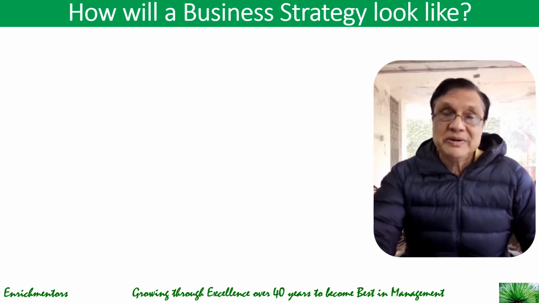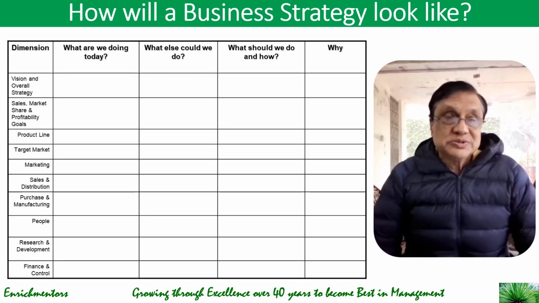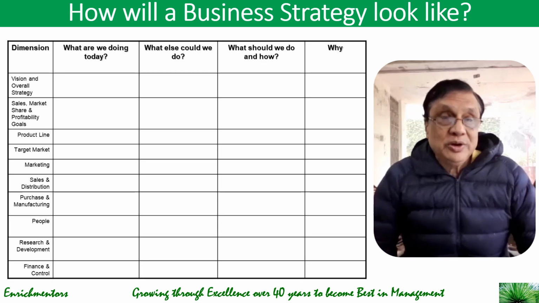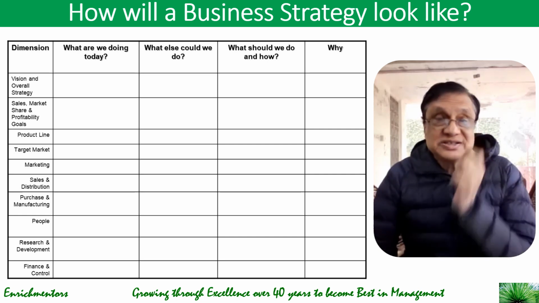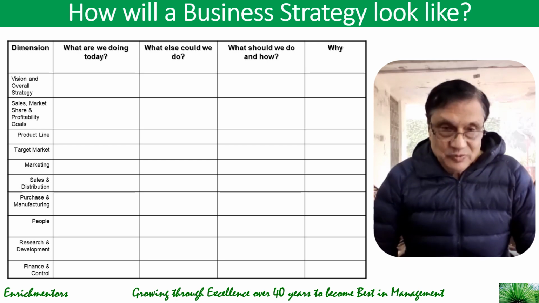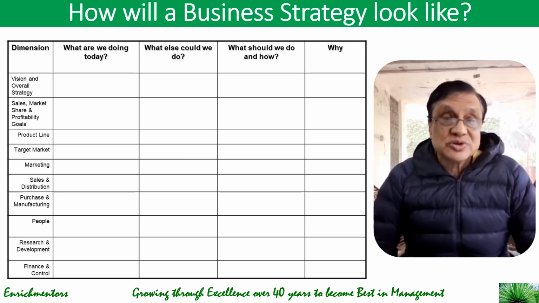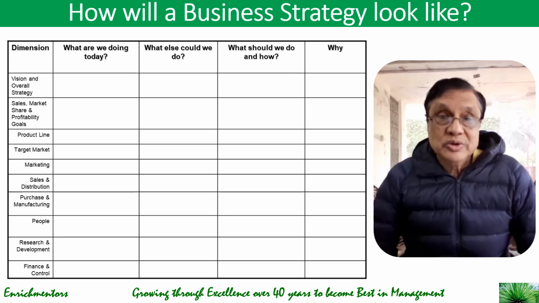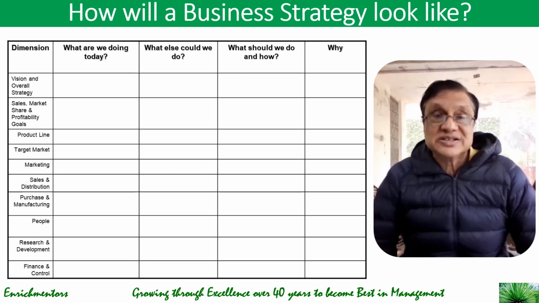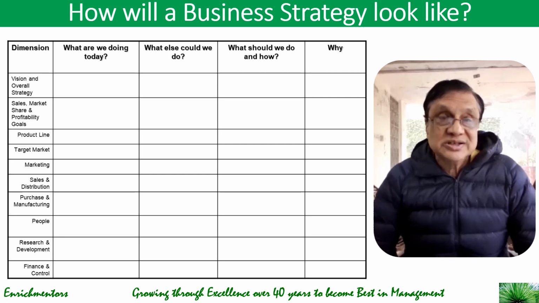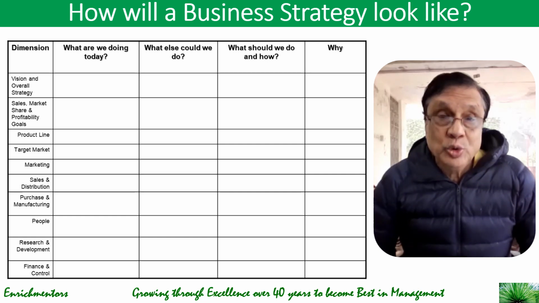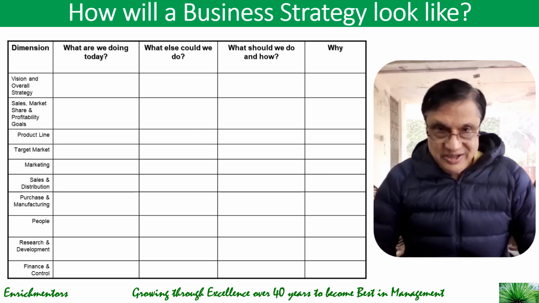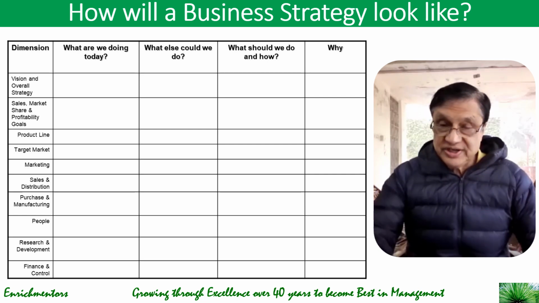So I have a simple representation for you. Here you have the dimensions that Michael Porter has listed in the wheel, and the question. What you need to do is populate this table in which you say what are we doing today in each of these areas that we talked about? What else could we do? And what should we be doing over the next 3 to 5 years, and why? And you answer in as much detail as you want and can. And then you have your one pager of a business strategy ready to share with other people.